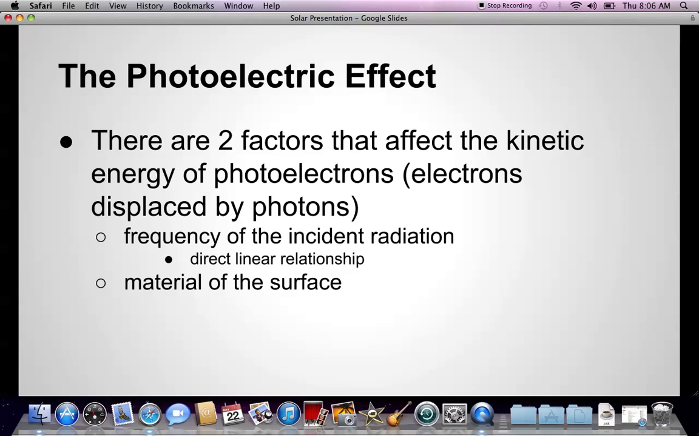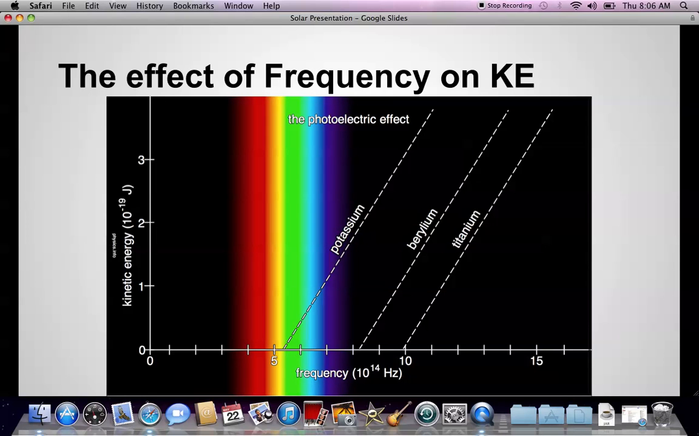The photoelectric effect has two factors that affect the amount of energy that the photoelectrons have. One is the frequency of the incident radiation, so the frequency of the light wave, and the other is the material of the surface that is being hit with light. Here's an illustration of the frequency of the light versus the energy. You can see red does not produce any energy, but colors like blue and purple produce more.